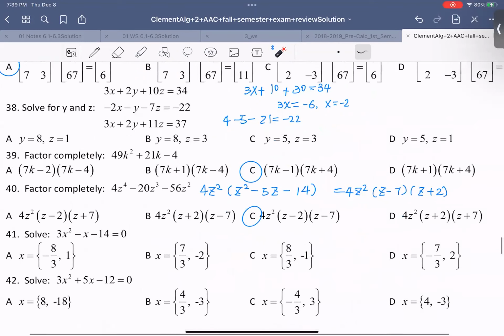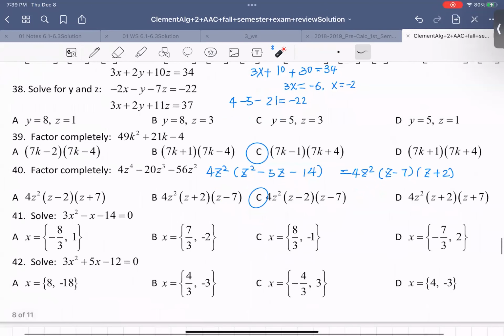I don't think anybody has trouble with this, right? This 49 is 7 by 7, and this 4 is 1 by 4. And then this is 28 minus 7, which gives you a 21 matching. So you have here. Okay. And then for this, everybody has 4z squared, take it out, and then you can factor.